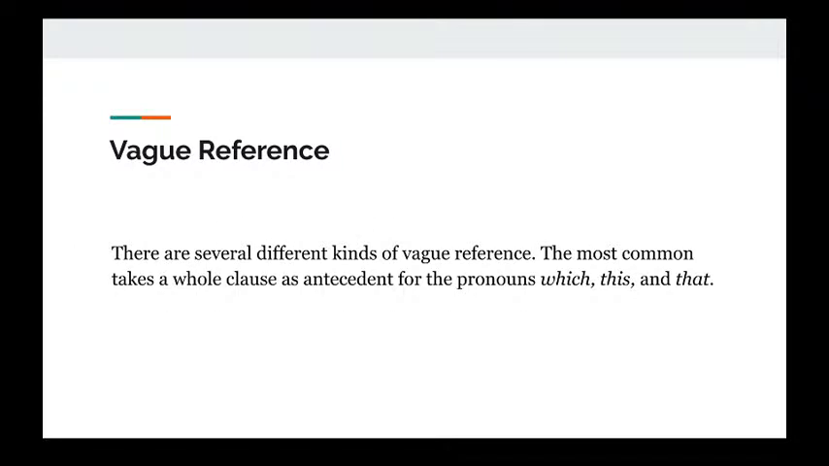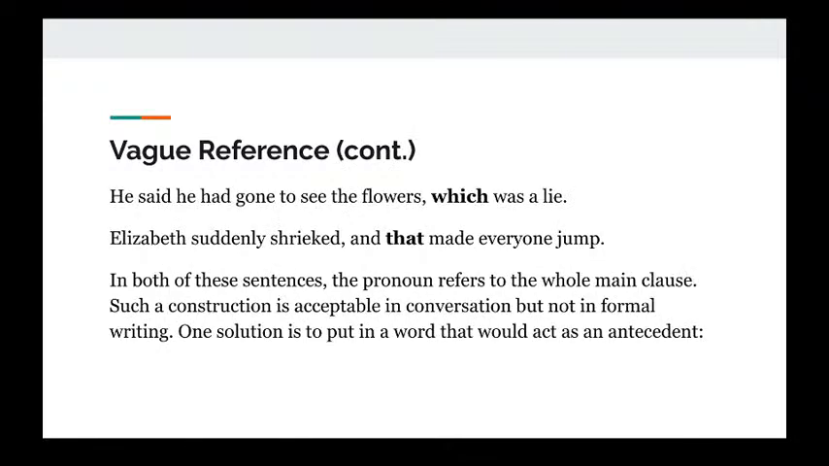There are several different kinds of vague reference. The most common takes a whole clause as antecedent for the pronouns which, this, and that. Also, because this is just a recap, for more detailed and in-depth examples, I definitely recommend checking out lesson 5, the full lesson, not just the recap.